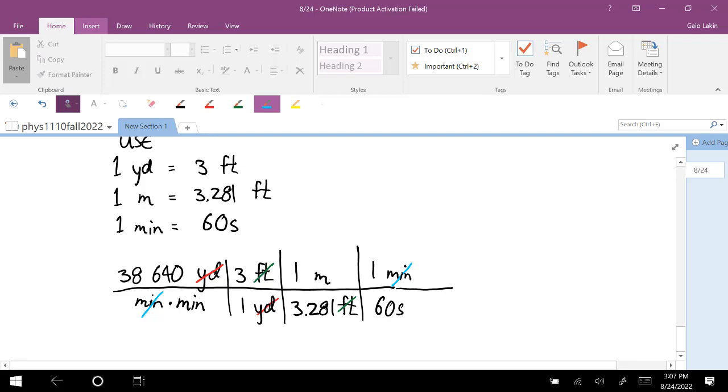Okay, that means we have to do this one more time. So again, I'll multiply by 1 minute over 60 seconds. And now that minute cancels our other minute. And now our units are meters per second squared. Okay. And if we take 38,640 divided by 3.281 divided by 60 divided by 60, you get 9.81 meters per second squared.